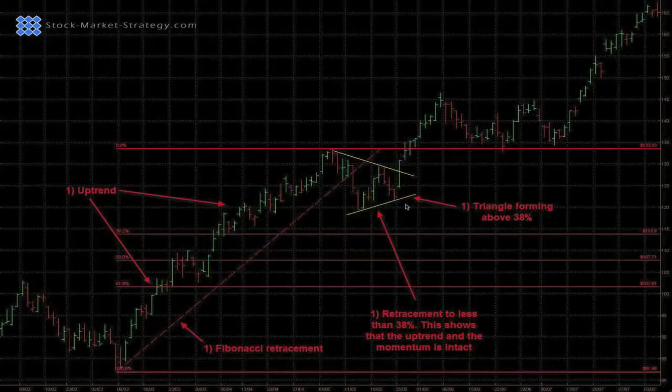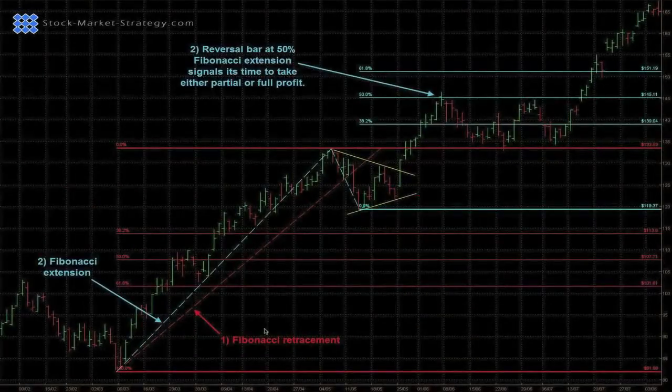We see that we're forming a triangle, but we're forming it above the 38%. This means that the momentum is still strong to the upside because the pullback is less than 38%. So it's almost not pulling back. It shows that buyers are still very aggressive to buy every dip there is.